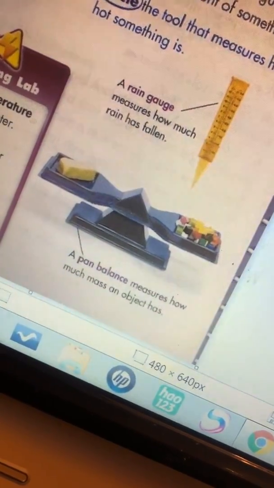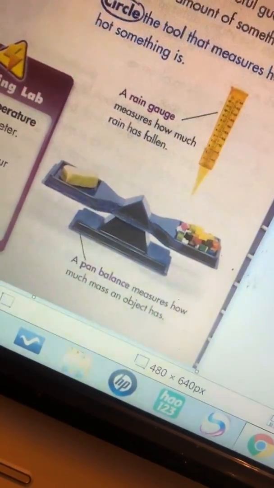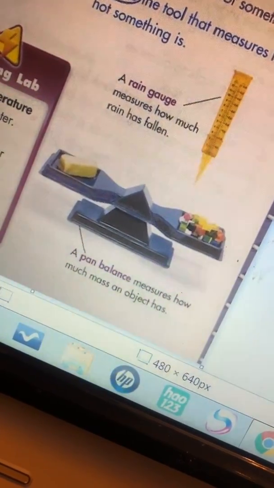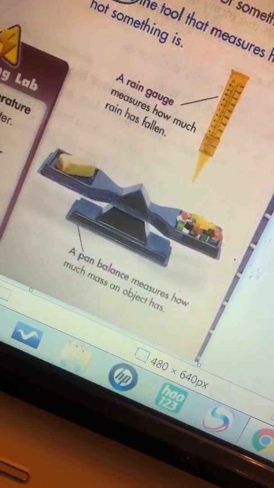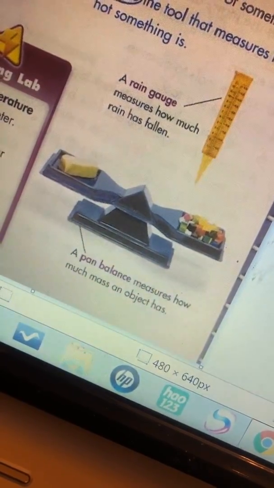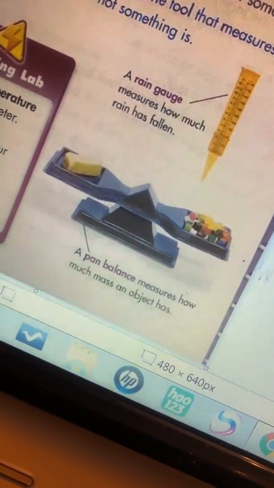To measure how much mass an object has. If we want to measure the mass of something or any object, we can use this balance, which is the pan balance.